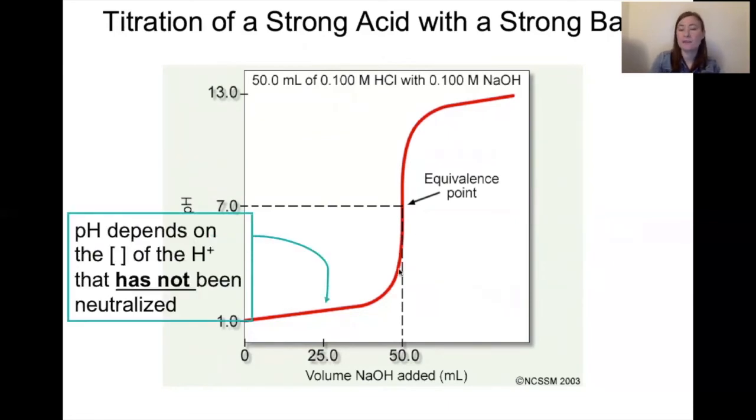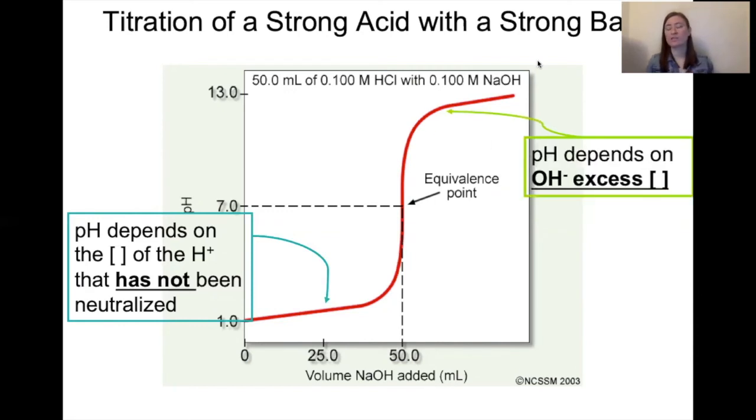Before you hit the equivalence point, the pH depends on the amount of H+ that hasn't been neutralized, right? That's what we did in our calculations. We calculated the leftover H+ that hadn't gotten neutralized. Past the equivalence point, your pH is going to depend on the amount of extra OH- that you've added, right? The amount of OH- in addition to the amount that it took to react with the H+. And of course, at the equivalence point, if it's strong acid and strong base, your pH will be 7.